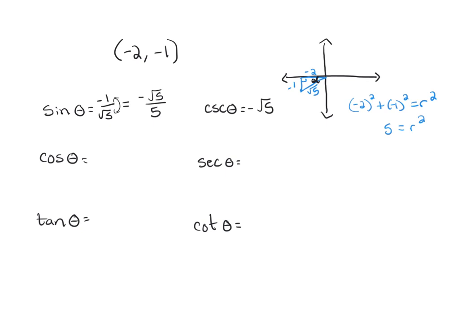Cosine is -2 over square root of 5. Rationalize that, that's -2 square roots of 5 over 5. And then the reciprocals, when you flip that, negative square root of 5 over 2. And then tangent would be -1 over -2, which then goes back to positive 1 over 2. And then this one would be 2 over 1.